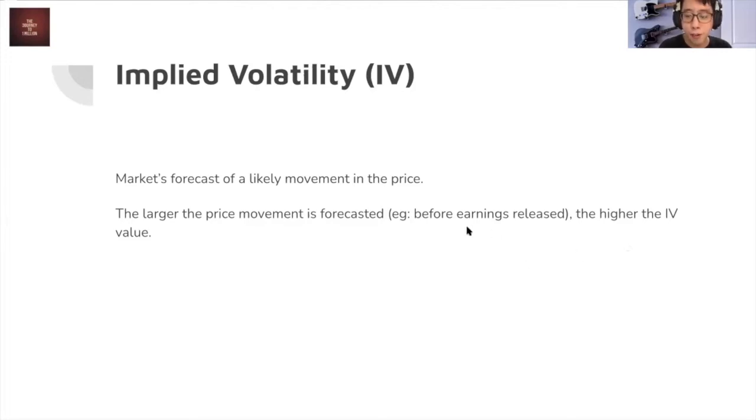And for this particular example, I wrote here before earnings release. Normally after earnings are released, the price of the stock most of the time will gap up or gap down a lot. It will move a lot. So that is why before the earnings are released, the IV of the stock will tend to be higher. After the earnings release and everyone knows the result, the IV will drop back down.